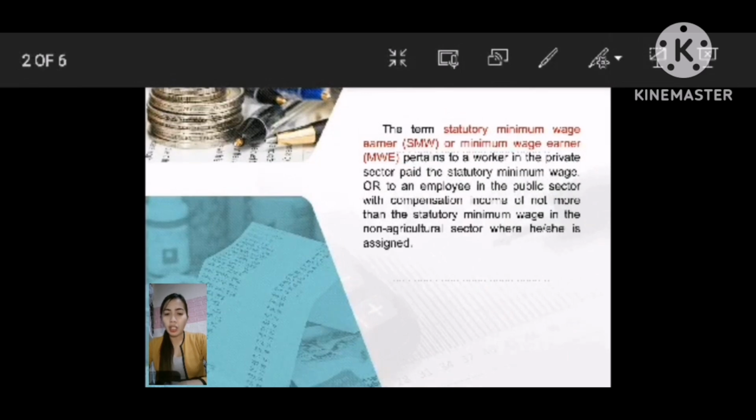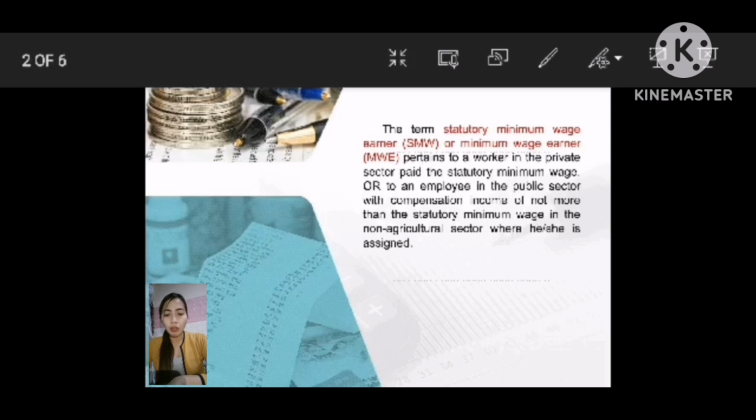Minimum wage earner is a worker who works for a private company and receives the legal minimum pay, or a public employee who receives compensation that does not exceed the legal minimum wage in the non-agricultural sector where the worker or employee is assigned.